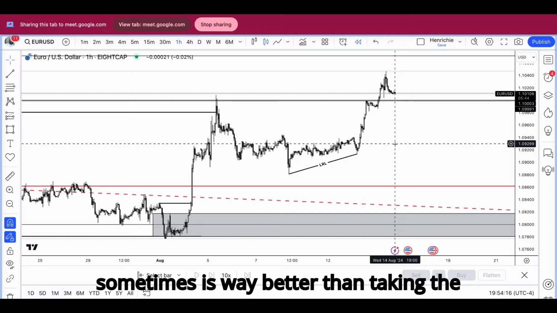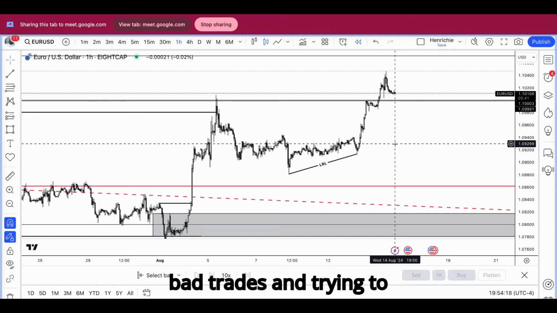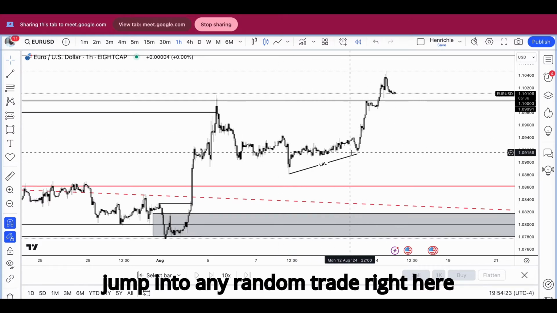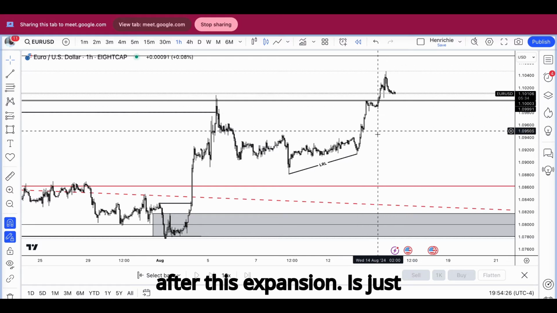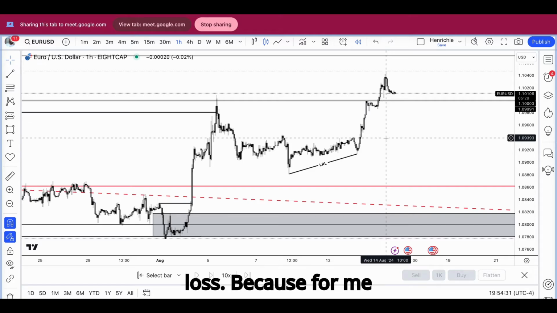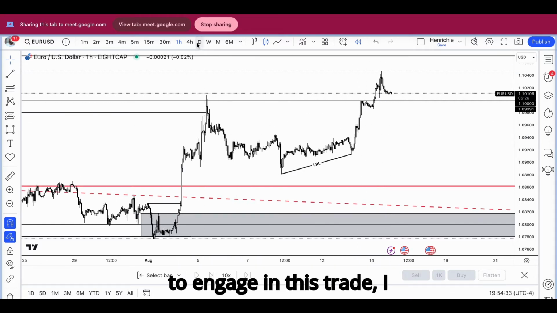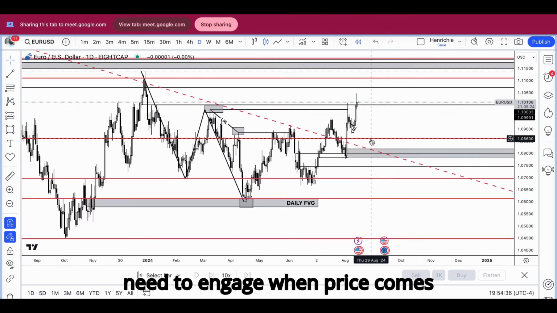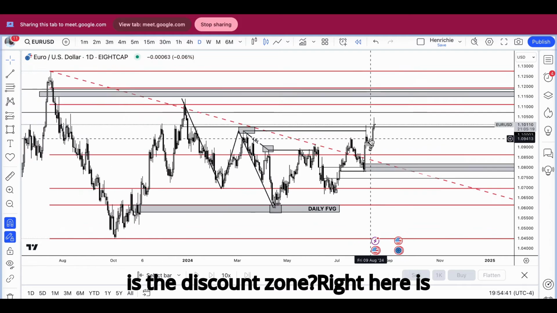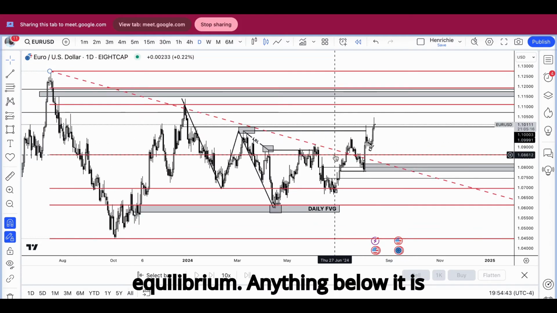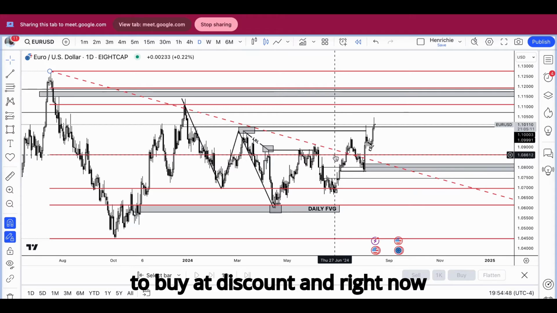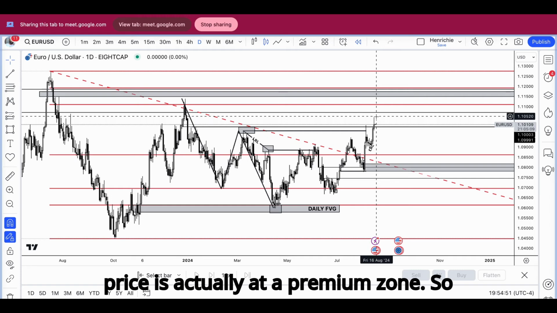Not taking a trade sometimes is way better than taking the bad trades. And trying to jump into any random trade right here after this expansion is just me calling for the market to run my stop loss. Because for me to engage in this trade, I need to engage when price comes into a discount zone. And where is the discount zone? Right here is equilibrium. Anything below it is discount. So if I wanted to buy, I want to buy at discount. And right now, price is actually at a premium zone.